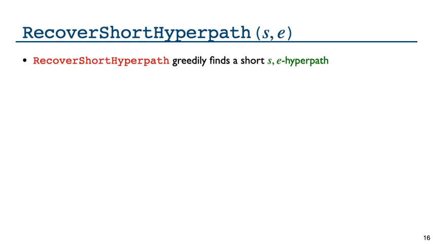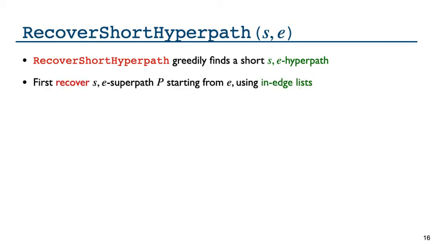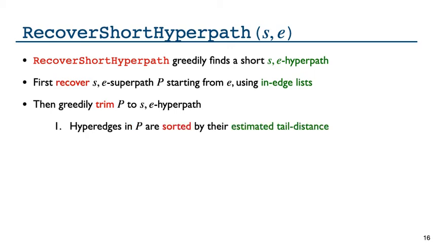More concretely, recover short hyperpath, which greedily finds a short SE hyperpath, has two steps. First, it recovers an SE superpath P, starting from final hyperedge E and backward traversing the inedges of E back to the source, using the inedge lists that have been populated by the overall heuristic. Second, it greedily trims P to a minimal SE hyperpath in the following manner. It first sorts the hyperedges in P by their estimated tail distance.